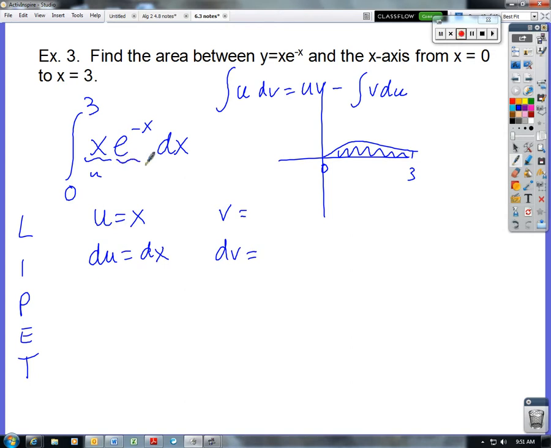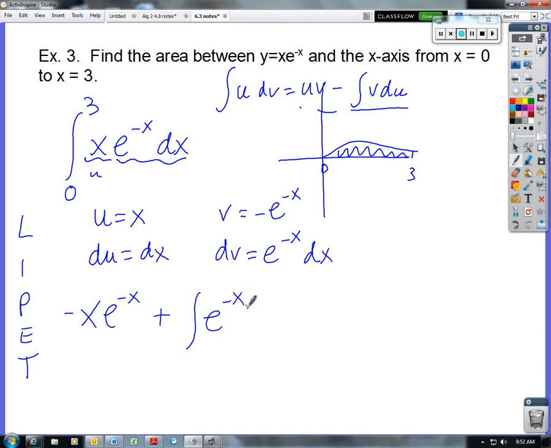So dv is the other part of it. That's the e to the negative x dx. Now we have to integrate that in order to get v. So the integral of e to the kx is e to the kx divided by k. So in this case, divided by negative 1. And there we go. Now we can use the formula here and replace it. So u is x, v is negative e to the negative x, minus the integral of v, but it's negative, so I'm going to change that to a plus. Du is dx. And we get this.